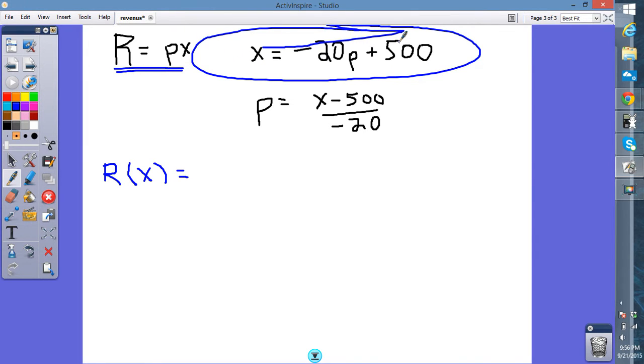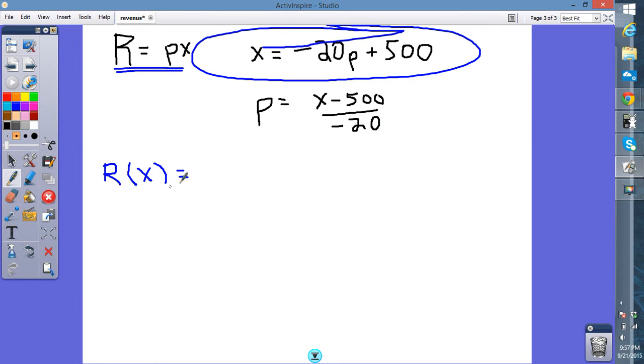So one of the things we're going to do, so that we can find revenue with respect to x, is take this equation and solve for P. Right before I left, this is what we started to do, and I still think this is the right approach for this problem. So to solve for P, you're subtracting 500 from each side, dividing by negative 20, and you get this relation: P is equal to (x minus 500) over negative 20.